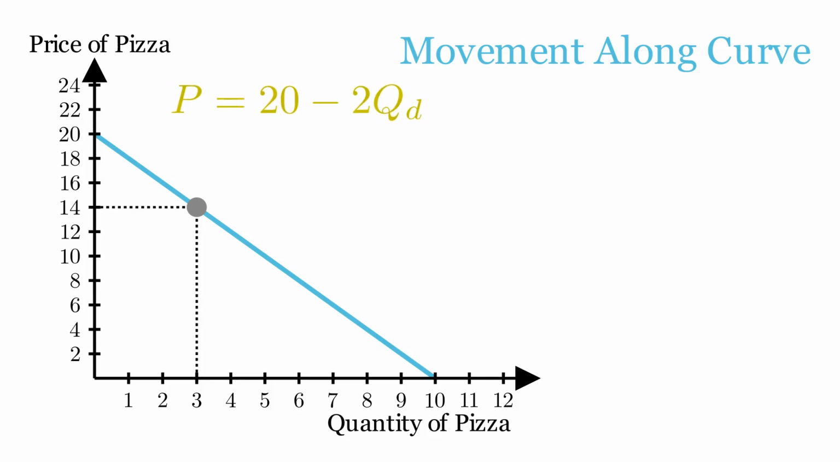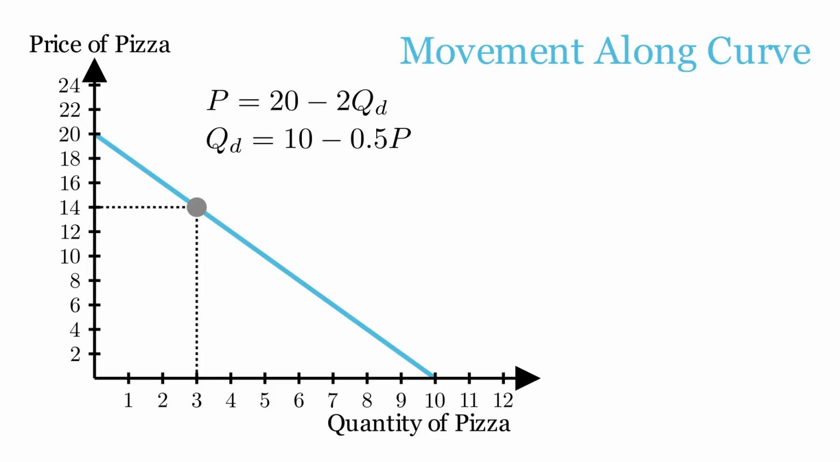This is our inverse demand equation. P is equal to 20 minus 2QD. We can also use the direct demand equation. QD is equal to 10 minus 0.5P. However, in standard mathematics, we usually plot the dependent variable on the y-axis and the independent variable on the x-axis. In the case of the direct demand equation, if we plot quantity demanded on the y-axis and price on the x-axis, it becomes slightly confusing for analysis. For this reason, we will use the inverse demand equation so that price remains on the y-axis and quantity remains on the x-axis.